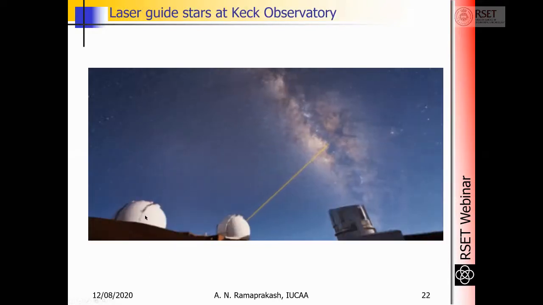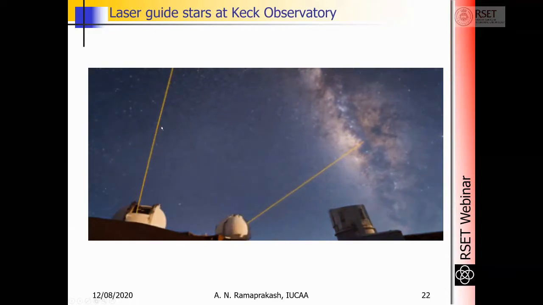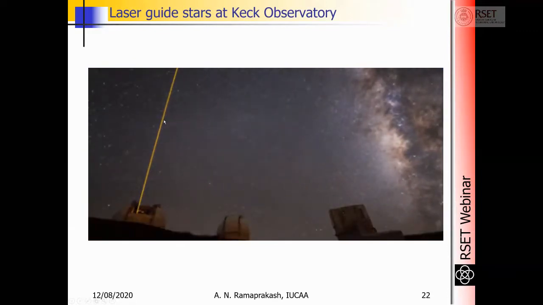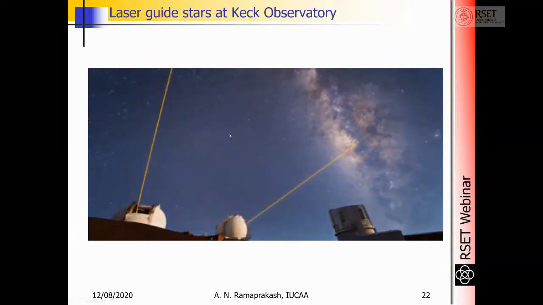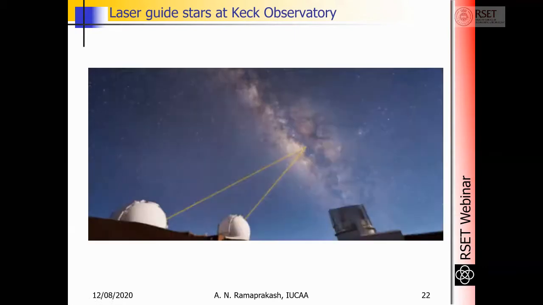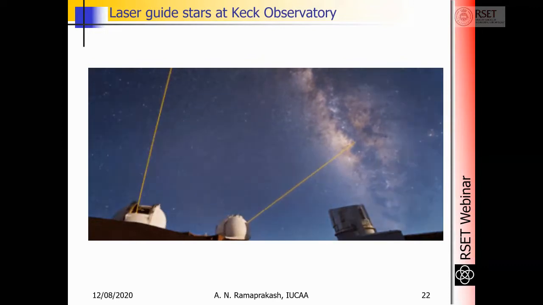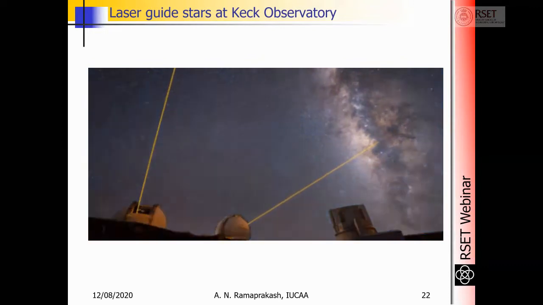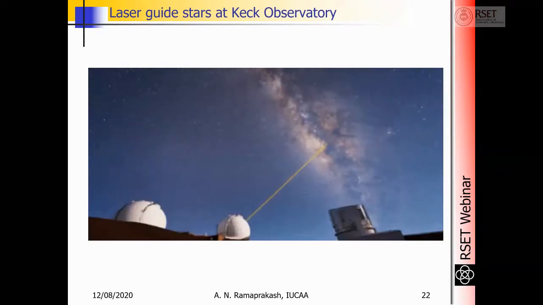So as I mentioned earlier, these are the two Keck telescopes. These telescopes have laser beacons. They look yellow because it is a sodium laser. These lasers are shot into the sky and they form artificial stars at a certain height, 90 kilometers above the surface of the Earth. And the light coming back from those beacons is used to measure the atmospheric turbulence and compensate for it.